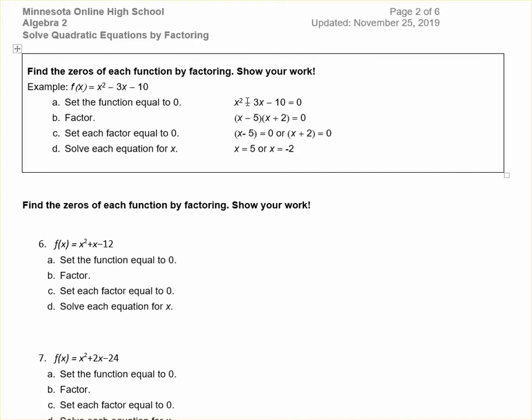Then you factor. So you factor x squared minus 3x minus 10. Make sure that you check by FOIL. Make sure you remember how to factor. We've already worked on that in this class. Then you set each of these equations to 0. So we have x minus 5 equals 0 or x plus 2 equals 0. Then you solve each of those equations. So these are the 4 steps you're going to do for each of these problems.